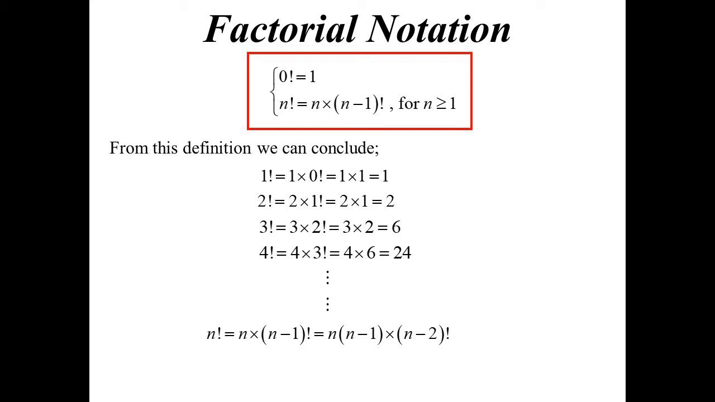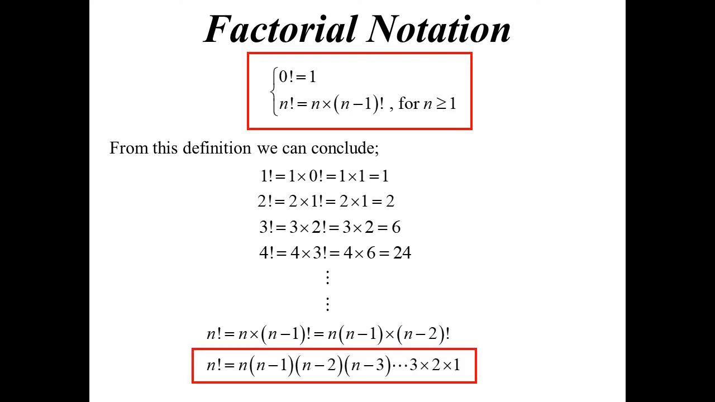Now, this means we can, what we call, roll out the factorials. So n factorial will end up being n times (n minus 1) factorial, but then the (n minus 1) factorial I could write as (n minus 1) times (n minus 2) factorial, and so on and so on, and we could roll it all the way out to 1.